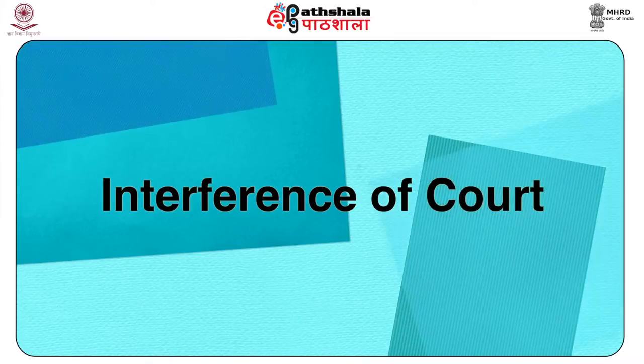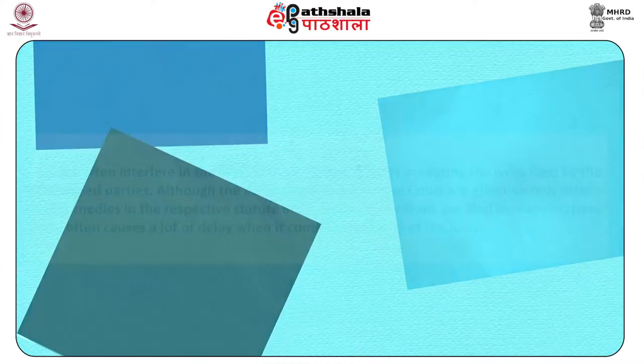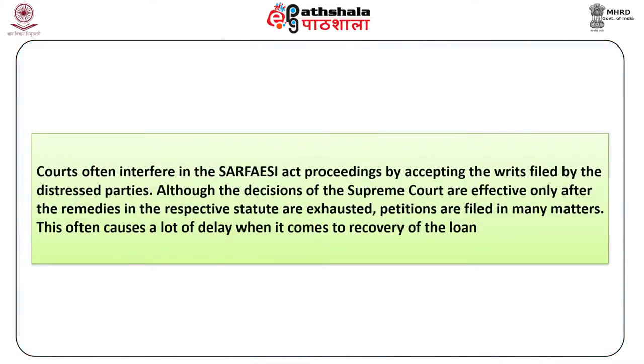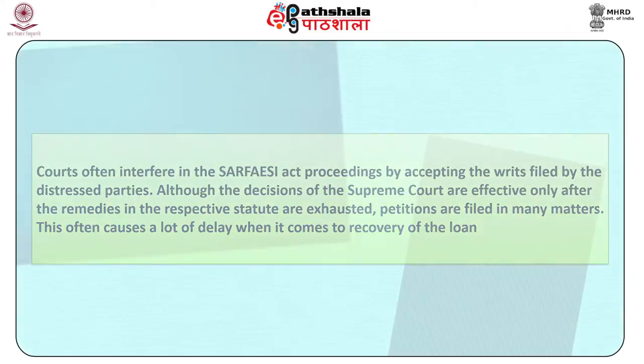The next challenge is interference of court. Courts often interfere in the SARFAESI Act proceedings by accepting the writs filed by the distressed parties. Although the decisions of the Supreme Court are effective only after the remedies in the respective statute are exhausted, petitions are filed in many matters. This often causes a lot of delay when it comes to the recovery of the loan.